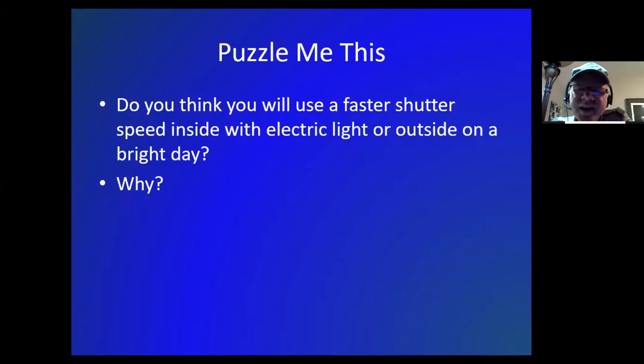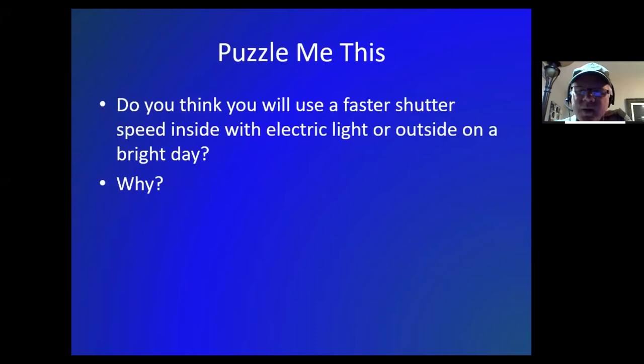Because you've got lots of wonderful light outside, you can use a faster shutter speed. The shutter then is going to open like that, but because it's nice and bright, lots of light comes in to the film or the CCD.